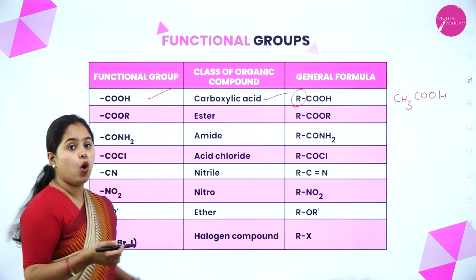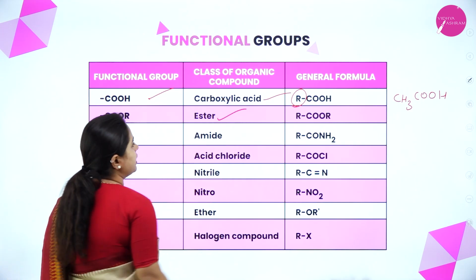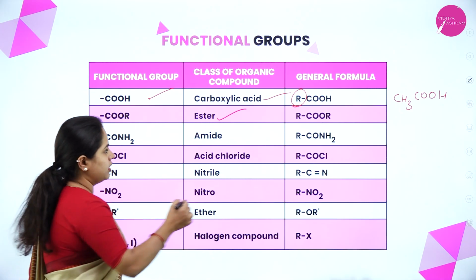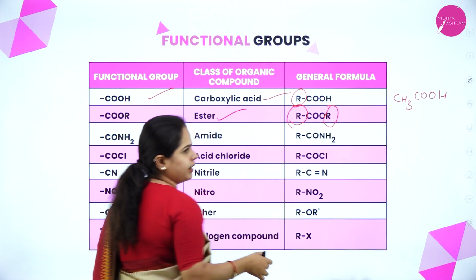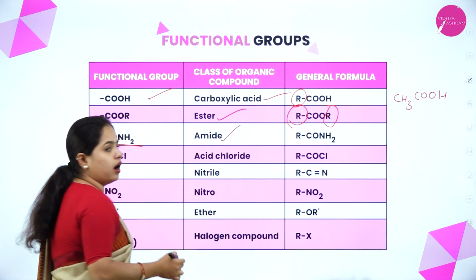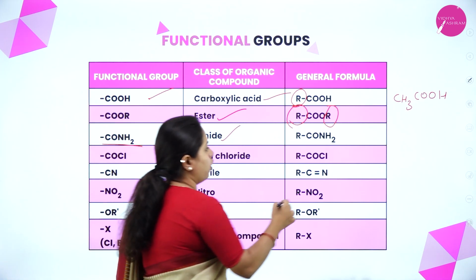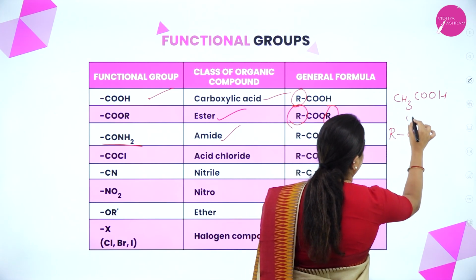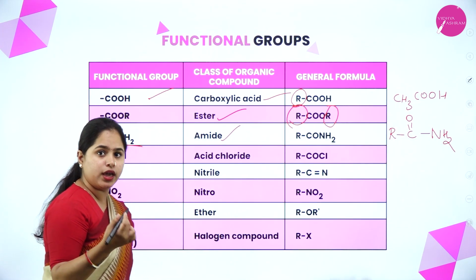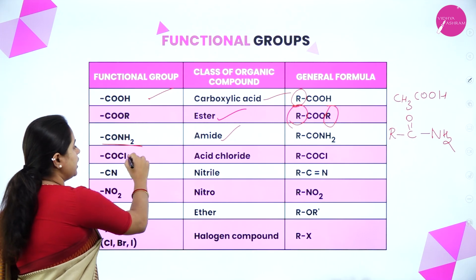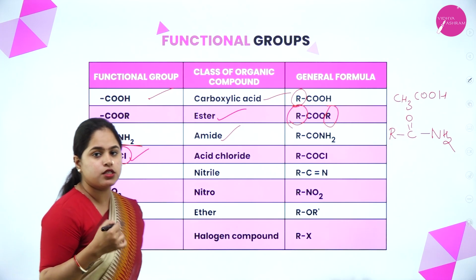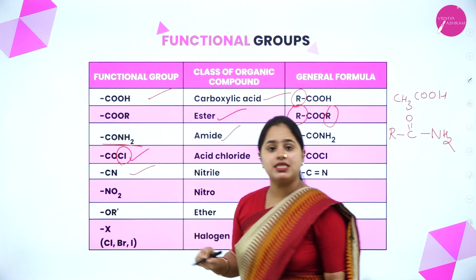The next one is COOR. Now what is COOR? It is ester. How do you represent the general formula? RCOOR'. This R is an alkyl group, even this is an alkyl group, right? Now next one is CONH2, that is amide. RCONH2 is the general formula, that is R C double bond O NH2. So as NH2 group is there, it is amide. Okay, not amine, it is amide, right? Then COCl, acid chloride. As you can see, there is a halogen atom also present, so it is acid chloride.